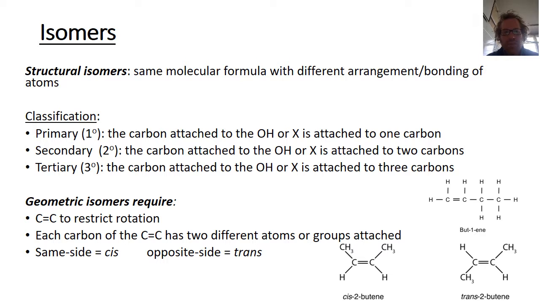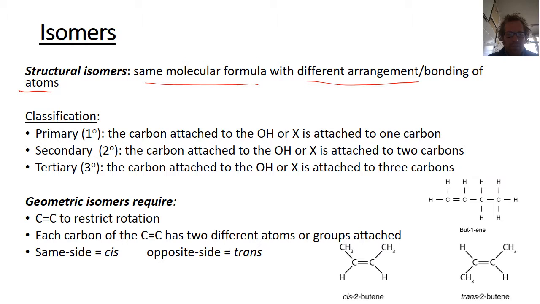After learning about how to name things, we also learned about isomers. And we got 2 types of isomers from last year: structural isomers, which have the same molecular formula but have different arrangement or bonding of the atoms. That could just be moving a functional group around, or it could be changing the functional group altogether. We also learned about classification for the haloalkanes and alcohols. We've got primary, if the carbon attached to those groups is attached to 1 carbon, secondary 2, and tertiary 3. It's slightly different when we're talking about amines and amides later. You'll learn about that when you watch the video about naming amines and amides.